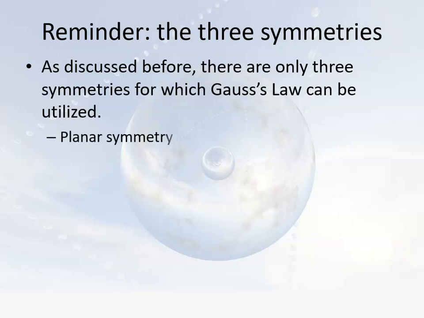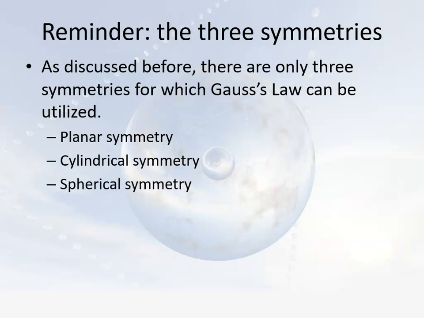As a reminder, the three basic symmetries are planar symmetry, things like slabs or sheets of electric charge in which the charge density is uniform throughout the sheet, or slabs where you have a bunch of sheets stacked on top of each other, or cylindrical symmetry where the charge distribution is independent of your height position along the cylinder and independent of your angular position along the cylinder, though it might be dependent on your distance from the axis of the cylinder. And then there's spherical symmetry, where the charge distribution is independent of any of the two angles, the axial angle and the polar angle, but could be dependent on your distance from a central point.